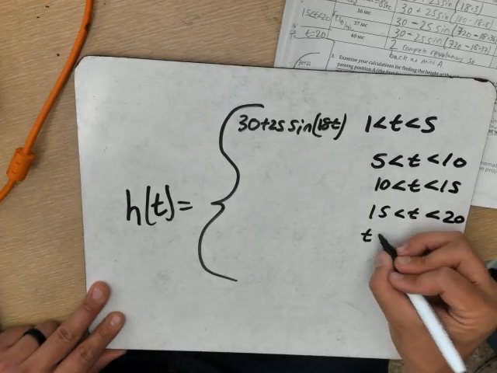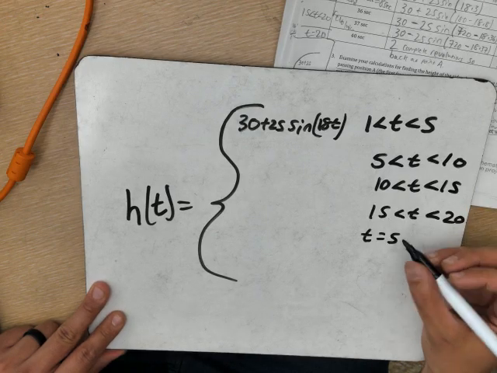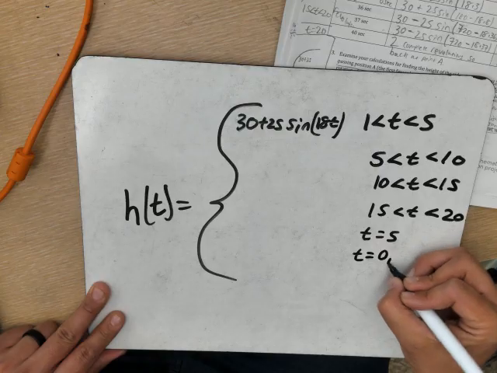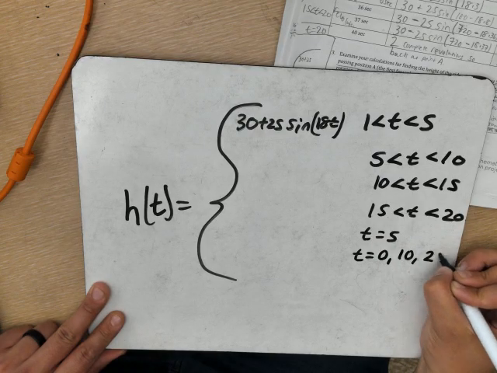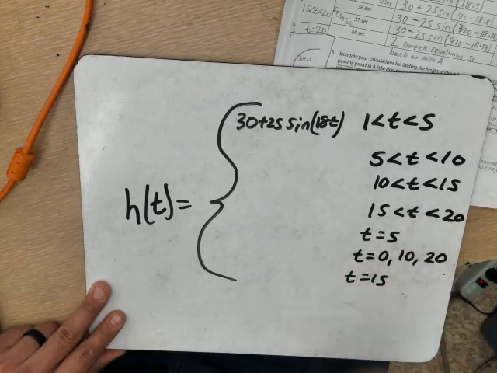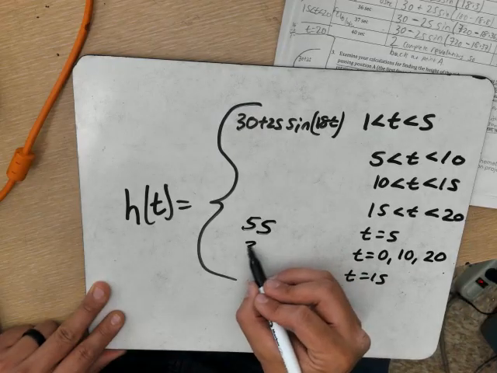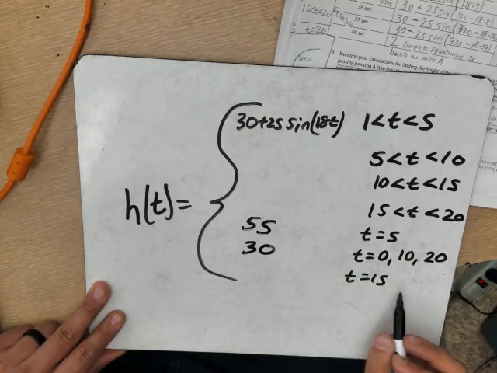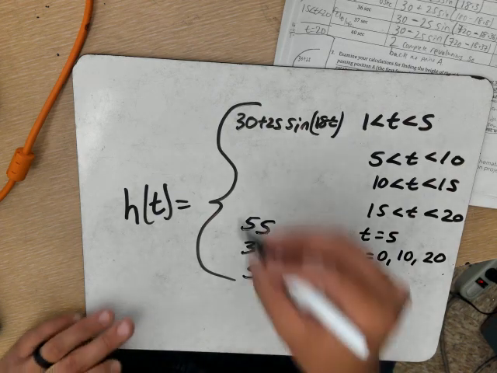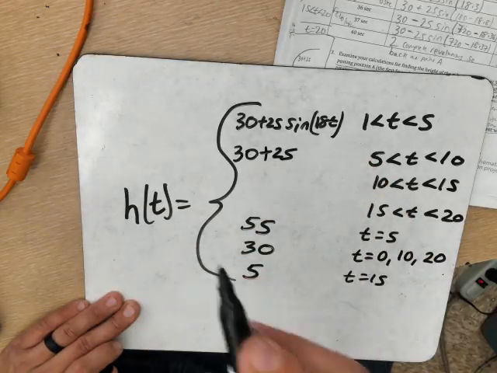So this one will be when t equals 5. T equals 5 will be the same. When t equals 0, 10, and 20, they're the same. And then when t equals 15, they're separate. So for instance, when t equals 5, we go straight up. So that's 30 plus 25, and that's how I got 55. At 0, 10, and 20, we add 0 to 30. At 15, we go down, so that's 5. So between 5 and 10, it's still 30 plus, because we're still going up, because 90 to 180 is above.